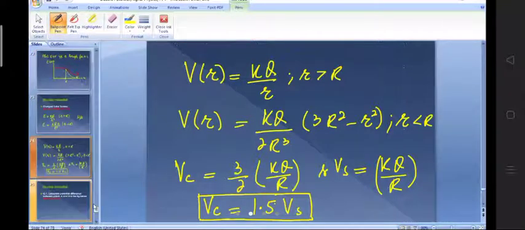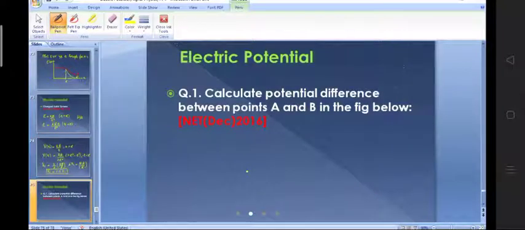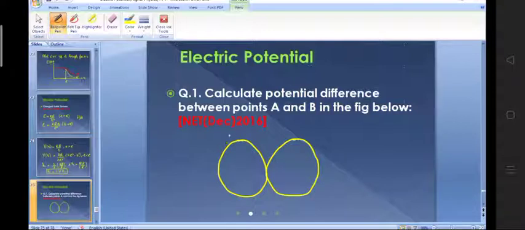We'll do this example which has been asked in the NET December 2016. Let me first of all make a diagram here. Then accordingly you can calculate the potential difference between the 2 points. The question is like this. Here we have one sphere, and this diagram is given to you. Then this is another sphere. They are just touching each other like this. The two non-conducting spheres.